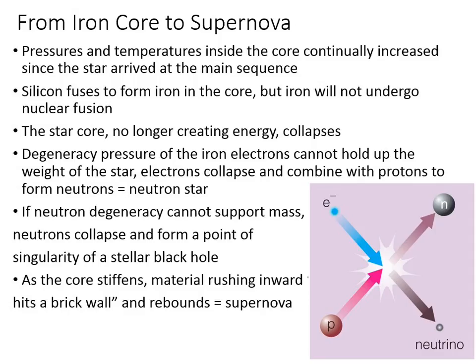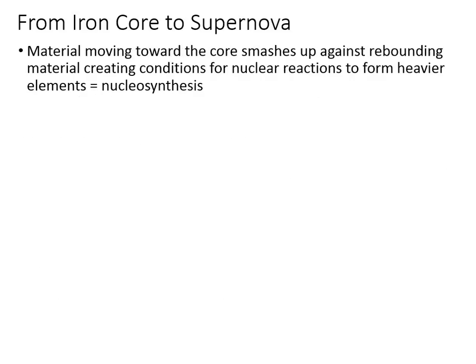Meanwhile, what's going on at that instant in time when it no longer has any sort of fusion going on in its core? The stuff collapsing hits the brick wall, which is probably basically a neutron star, and it rebounds out, but there's still stuff coming in. So you have stuff going out and coming in at one time. And that creates the conditions that work well for forming these heavier elements. That's called nucleosynthesis.